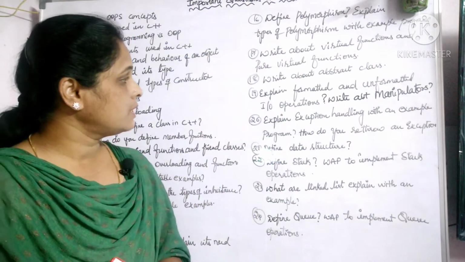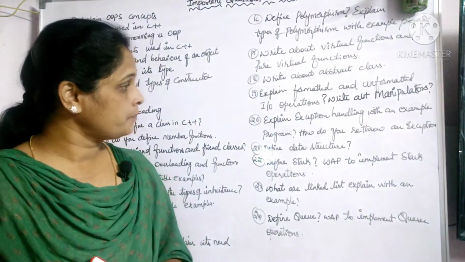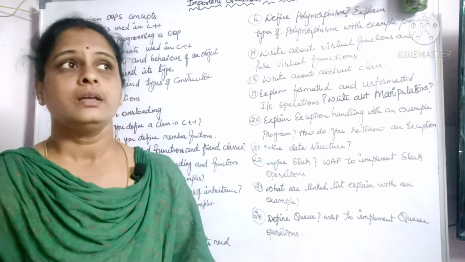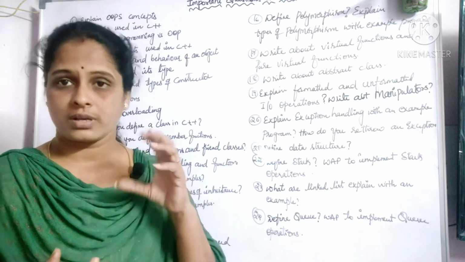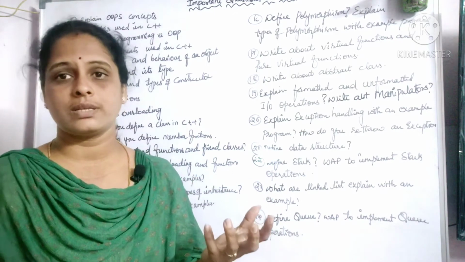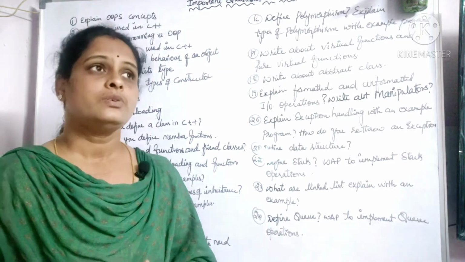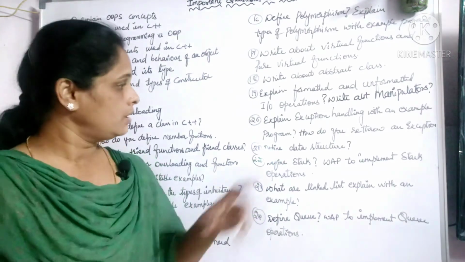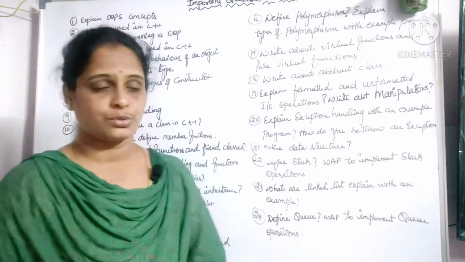Coming to the next one: explain exception handling with an example. What is rethrow? So exception handling, what is that? It is an unexpected error which occurs at runtime. You need to write a program. Here you need to talk about the try block, catch block, and throw, and all. Then you need to discuss what is rethrow.